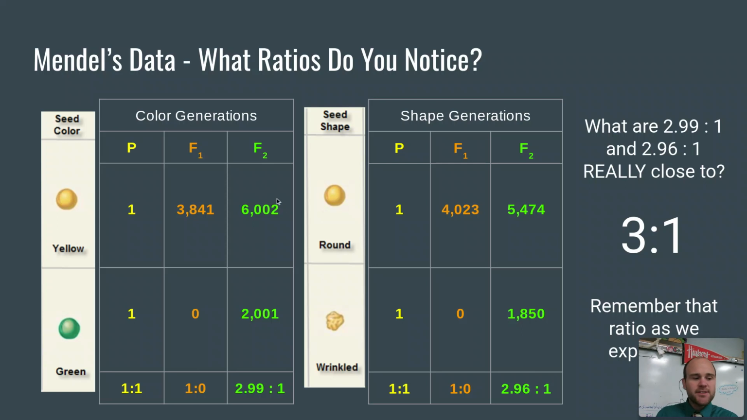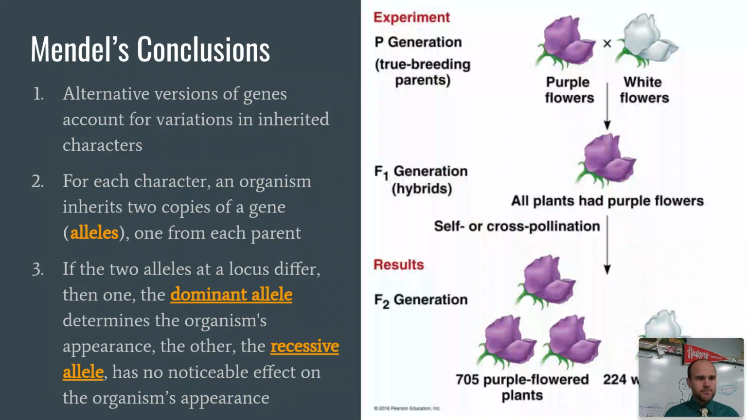For every 4 plants, 3 were the same as their parents, but 1 was the same as one of those grandparent generations out of every 4. So keep in mind that 3 to 1 ratio as we start to look at how genetics works out, and we're going to see that ratio cropping up over and over and over again.